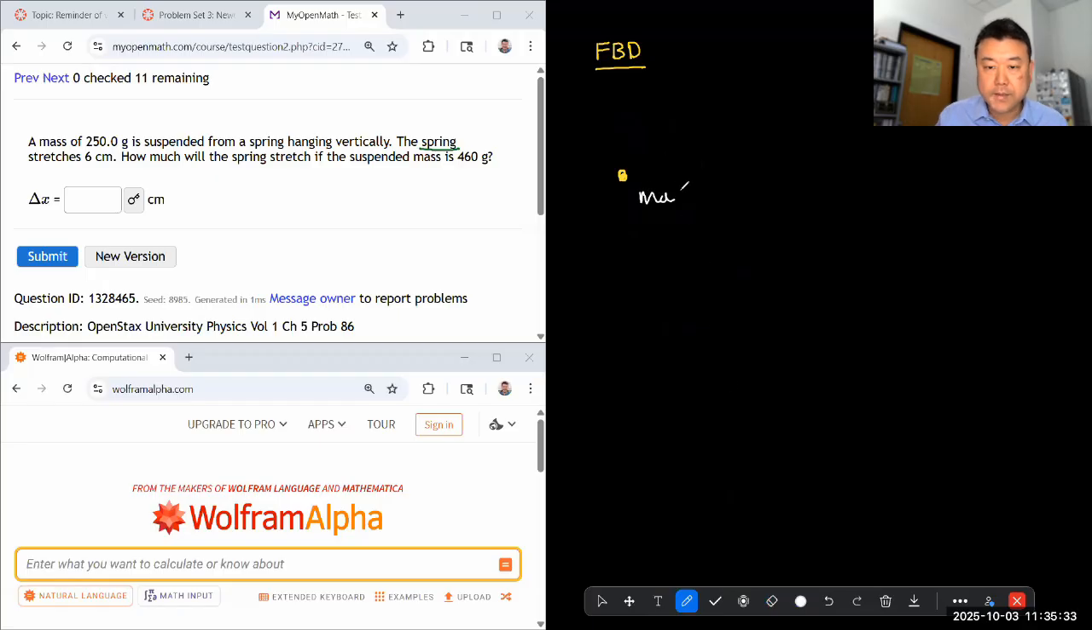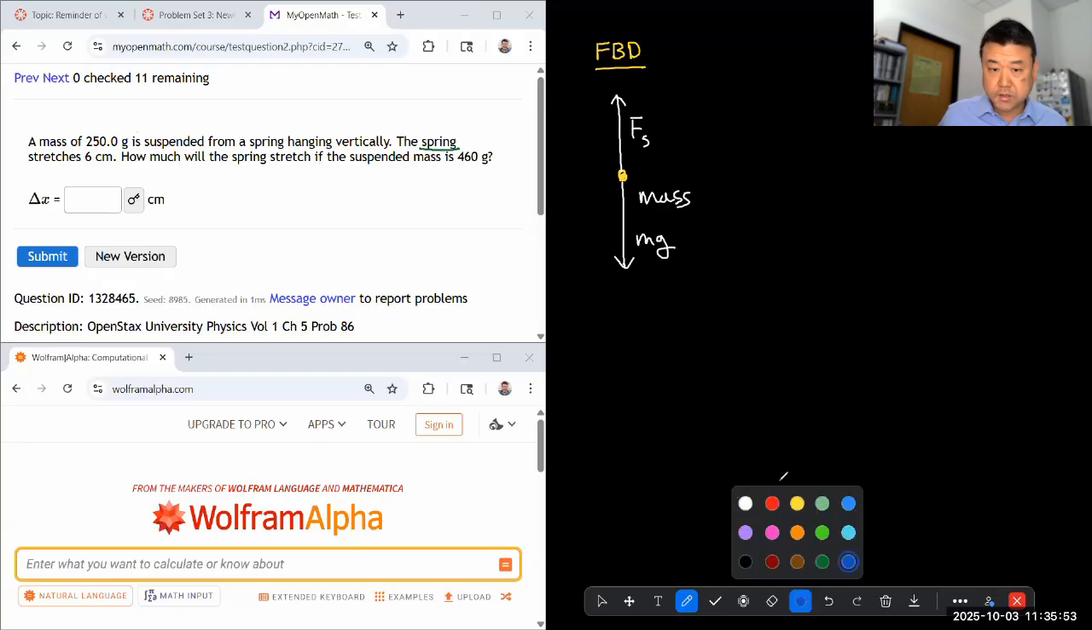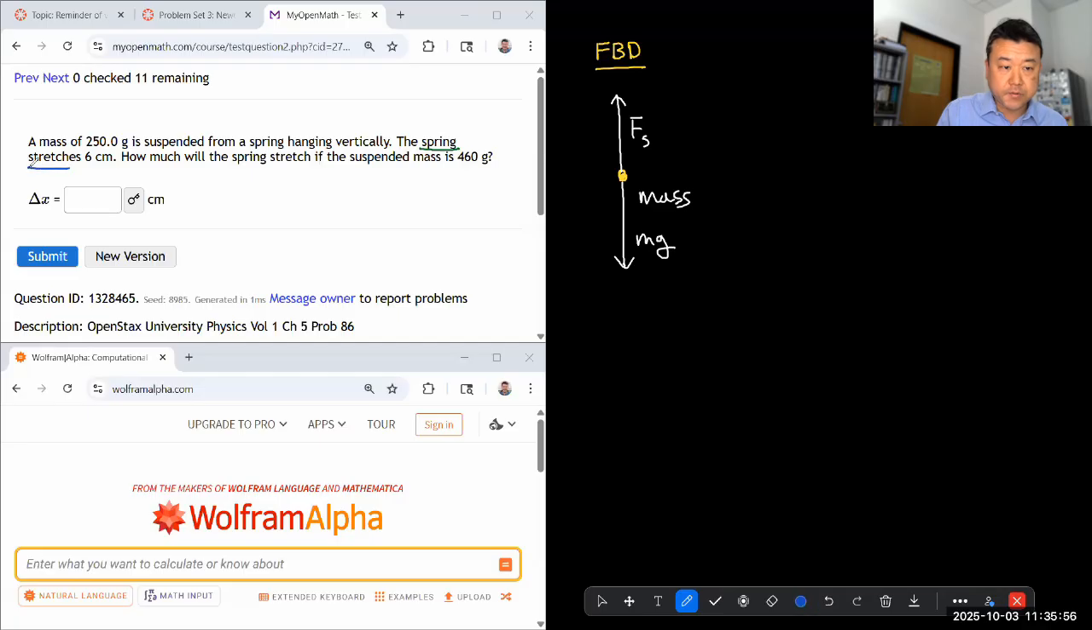So a mass is suspended from a spring hanging vertically. So I guess there must be an upward spring force, and then there's always gravity, so there's probably a downward force mg, and we are given the amount of mass, and this time the question is telling us how much the spring stretches. And once you get this far, then I hope you remember what we call Hooke's law.